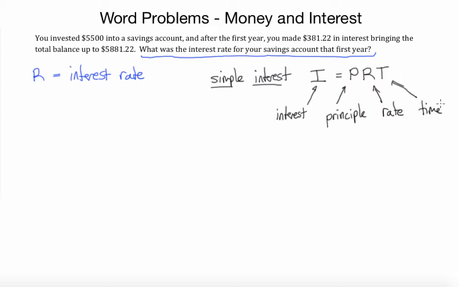Okay, so let's think about our problem here. A lot of times interest problems can all fit that. Either we know the interest, we know the principal, or we know the rate, or we know the time, and we're going to try and find those things in the problem. So let's see what we've got here. You invested $5,500 into a savings account. All right, that sounds like money I first put in. That's my principal right there. I'm going to label that as P, my principal.